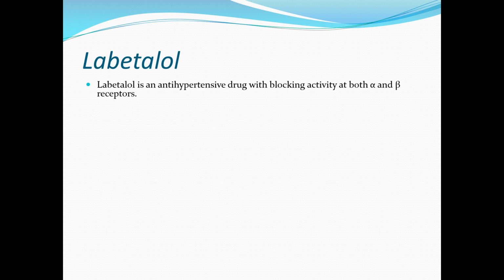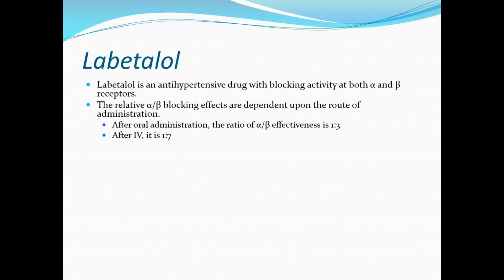Labetalol is the antihypertensive drug with blocking of both alpha and beta receptors. And the relative alpha to beta blocking effects are dependent on the route that you give. So when you give it orally, the ratio of alpha to beta is about 1 to 3. When you give it IV, this ratio is about 1 to 7. And this is why some books say the ratio is 1 to 5, when they don't say oral or IV. But this is the correct one for the most part, 1 to 3 for oral, 1 to 7 for IV. And this means just the ratio.